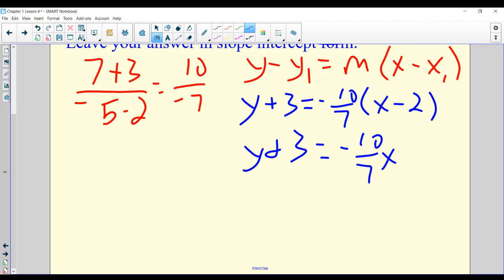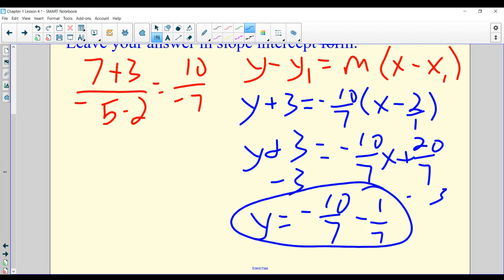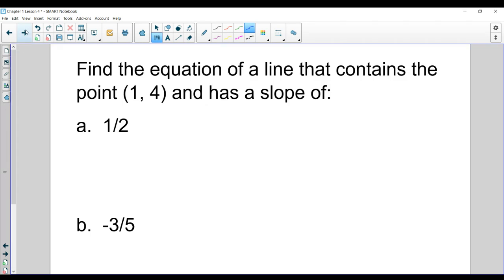When you multiply negative 10 sevenths times negative 2, that would be positive 20 over 7. Think of the 2 as 2 over 1. Then I'll subtract 3 from both sides. So 3 would be 21 over 7. Then I will have negative 10 sevenths x minus 1 seventh. There's my equation. All right, next one.